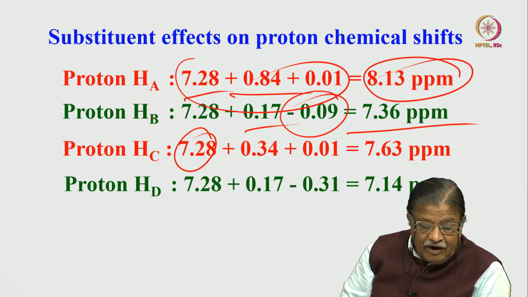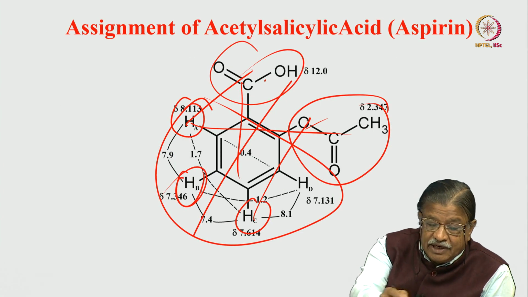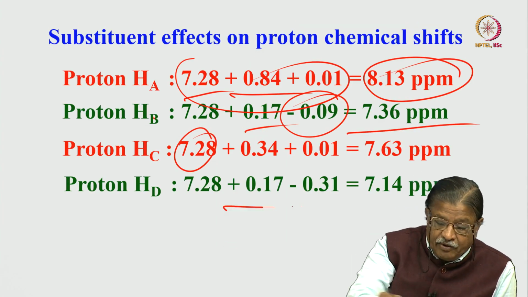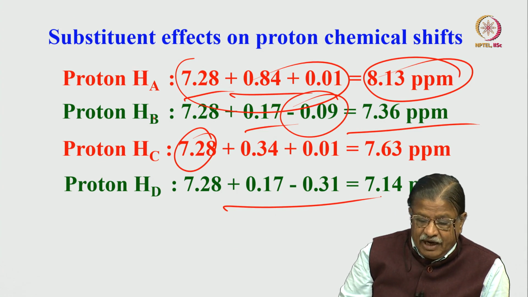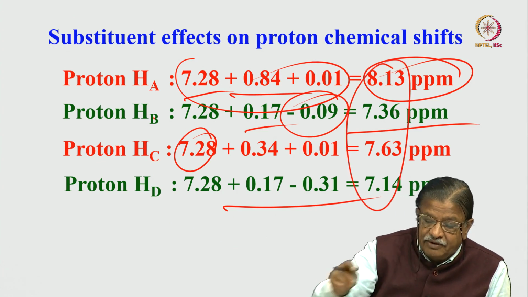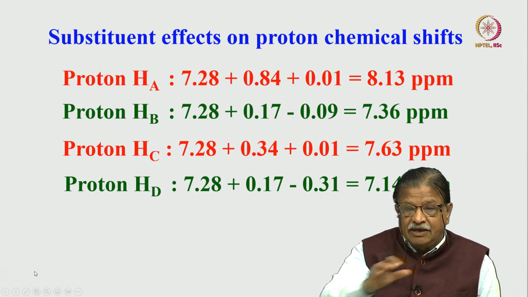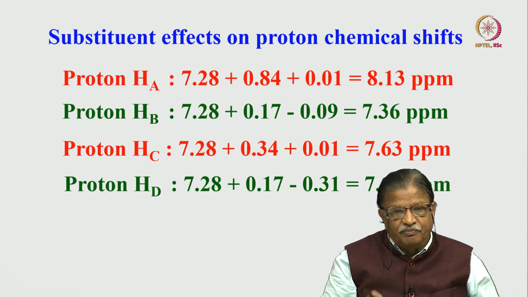And then, of course, remember the substituents are different. So, values are different, they need not be the same. Finally, for proton D, this is the value you get, and these are the predicted values. All the predicted values for all the 4 protons we could get using the table.